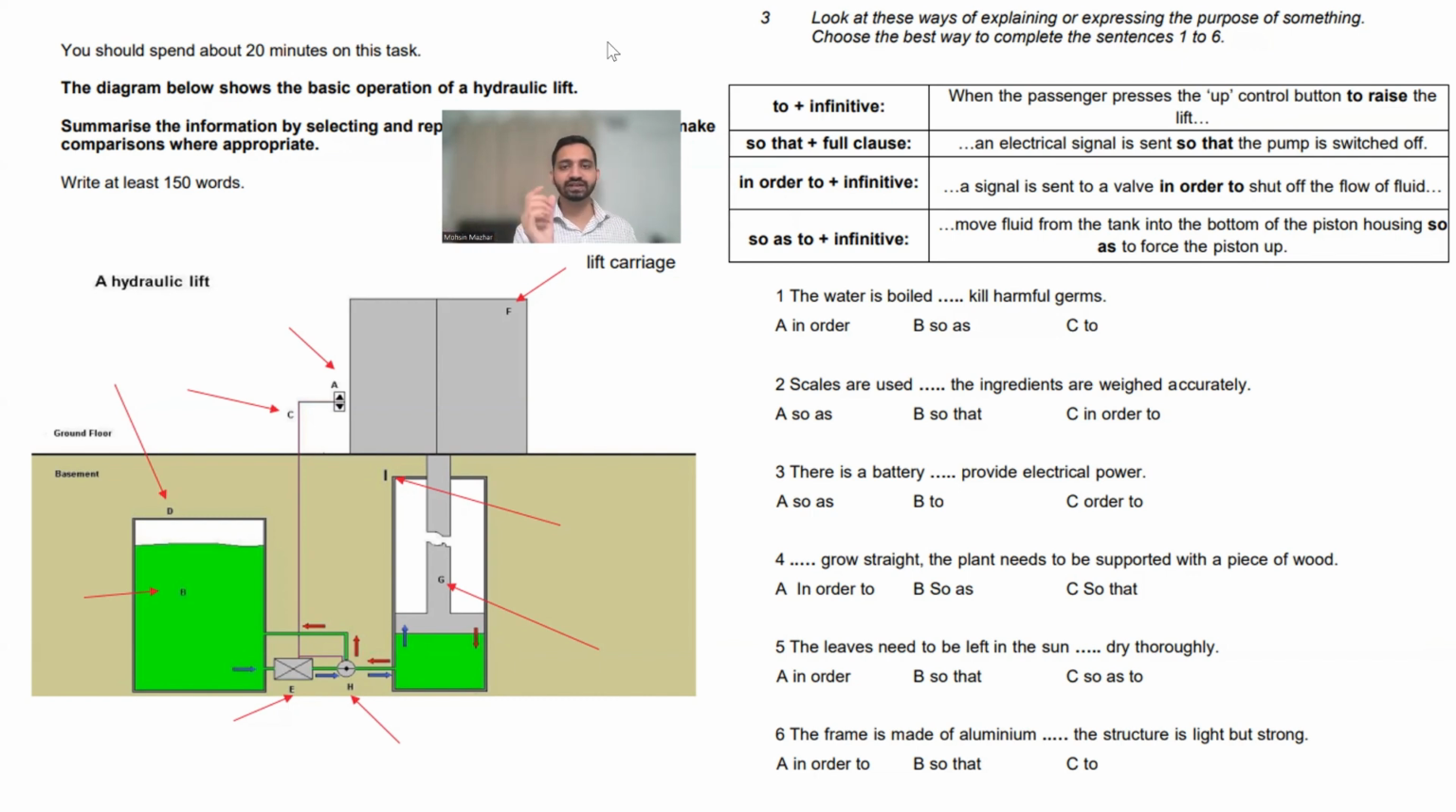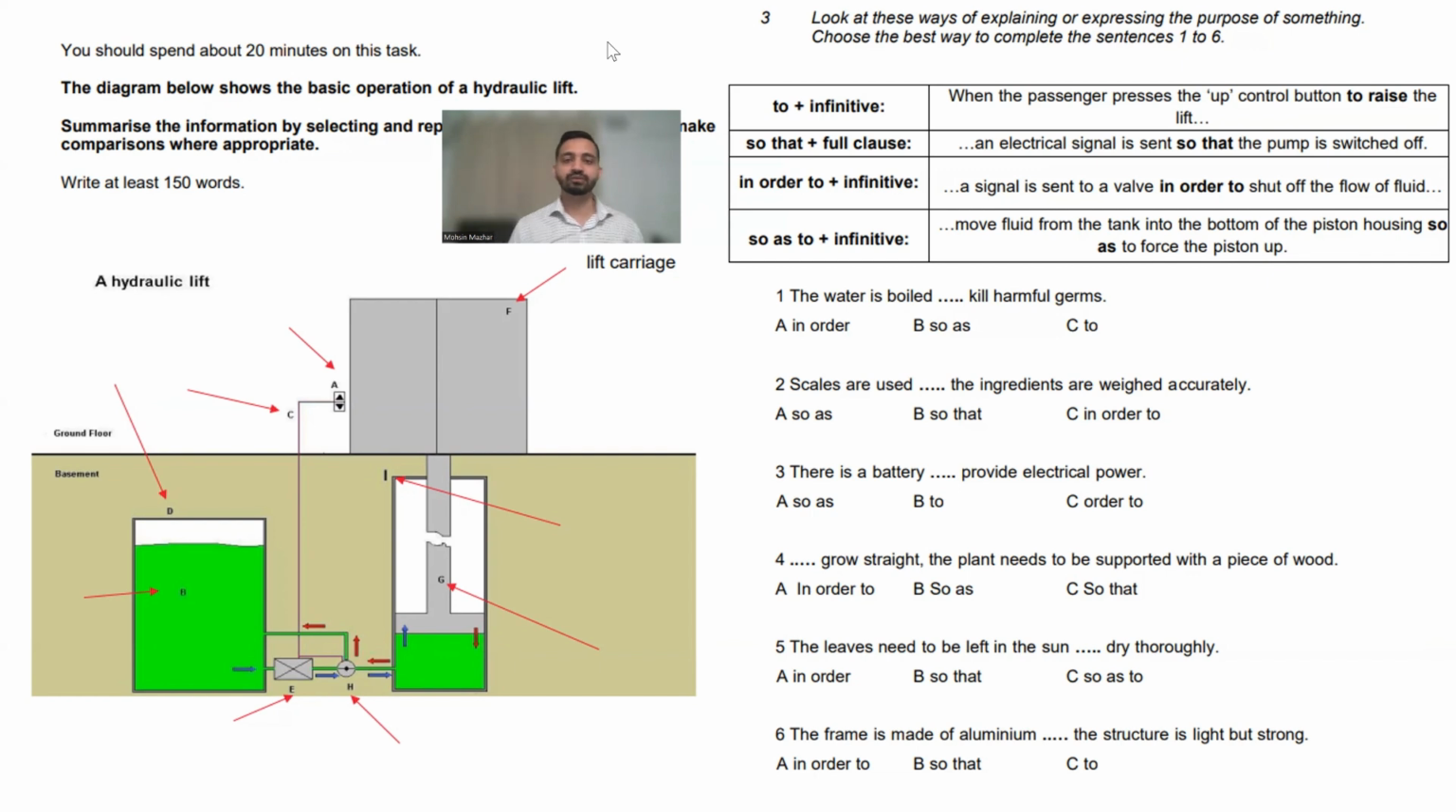You have to use the infinitive in this case. So always remember with these structures: with to, always use the infinitive. So that, full clause, all right? So that the pump is switched off, this is a clause. In order to, then you will use the infinitive. With to, always use the infinitive. And so as to, always use the infinitive. You can't use the past simple, for example. You can't say so as to forced the piston. You have to use the infinitive, which is the base form of the word.